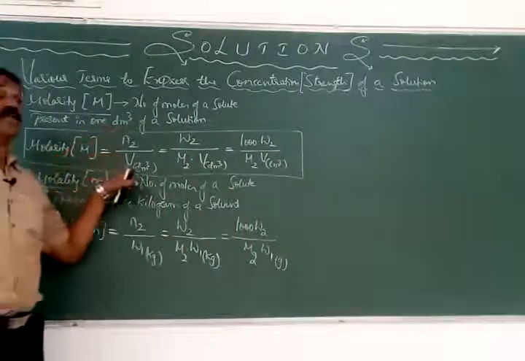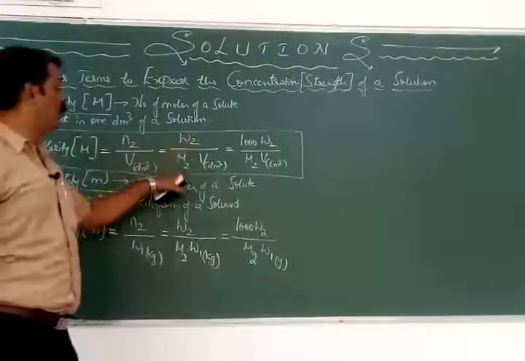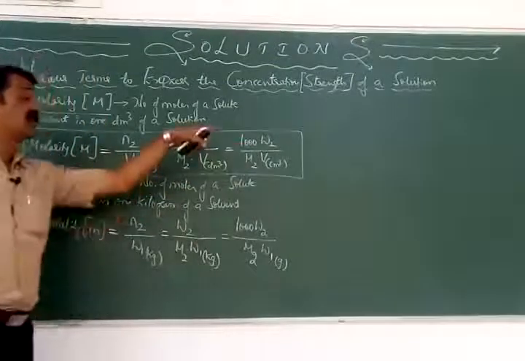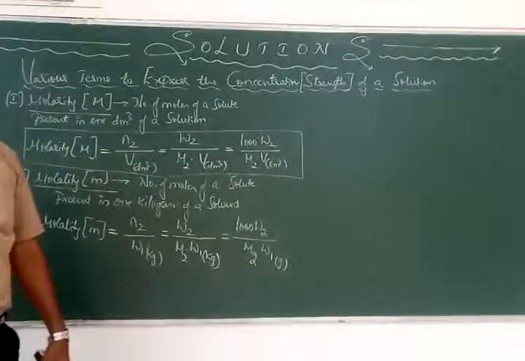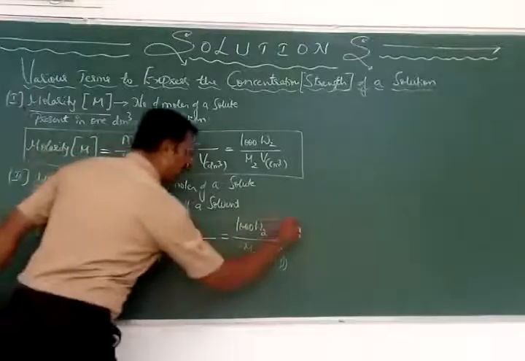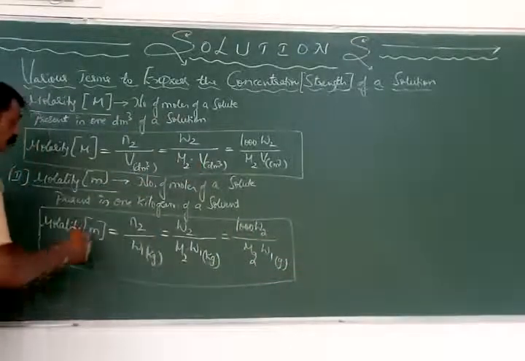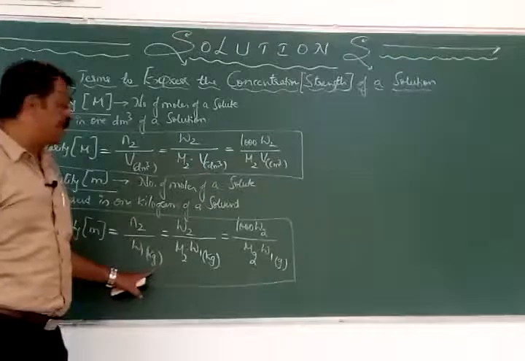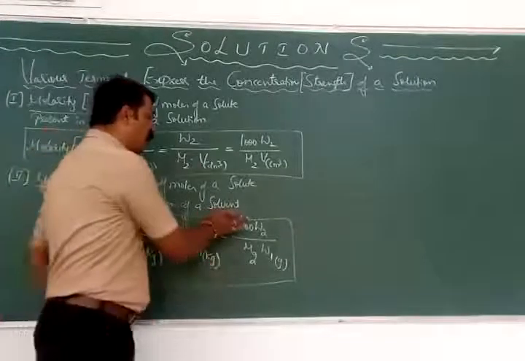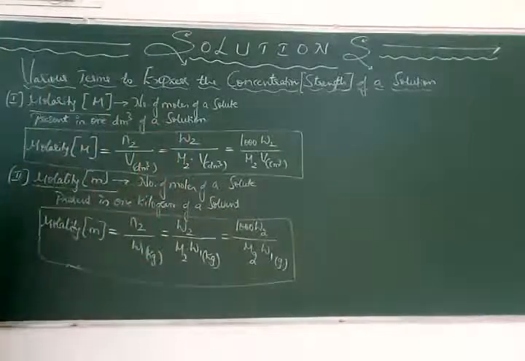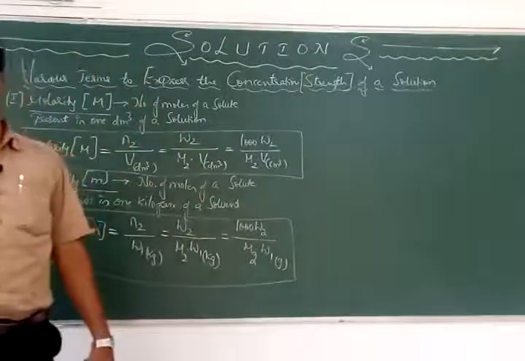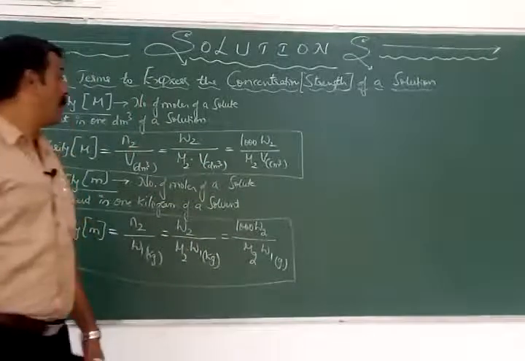So here molarity is equal to what? N2 divided by V expressed in dm cube, or W2 divided by M2 into V expressed in dm cube, or 1000 W2 divided by M2 into V expressed in cm cube or ml. Whereas molality small m is equal to either N2 divided by W1 expressed in kg, or W2 divided by M2 into W1 expressed in kg, or 1000 W2 divided by M2 into W1, but that W1 is expressed in which one? Grams.